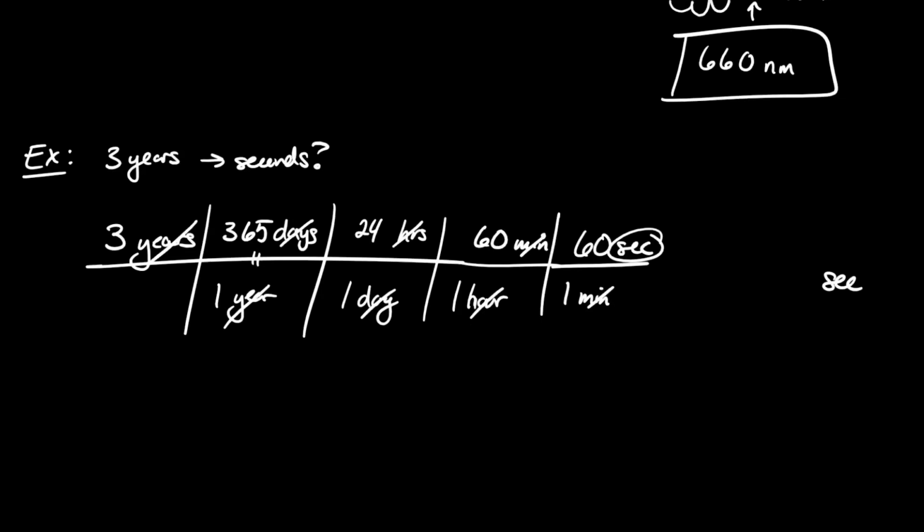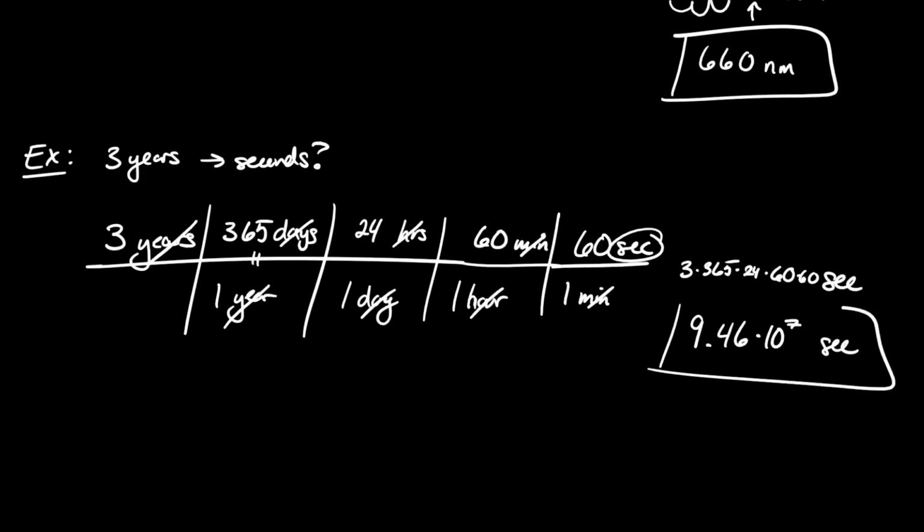And all the numbers here, it's 3 by 365 by 24 by 60 by 60. And if you plug this into a calculator, which I have off to the side of me here, you get that this actually is 9.46 times 10 to the 7th seconds. That's about 100 million seconds in 3 years. It's quite an interesting fact that there's 1 billion seconds in approximately 10 years.